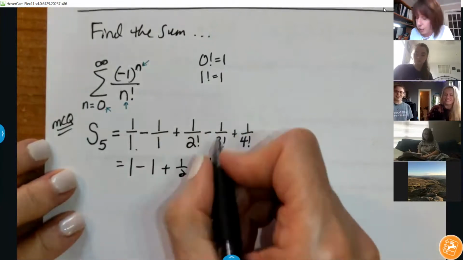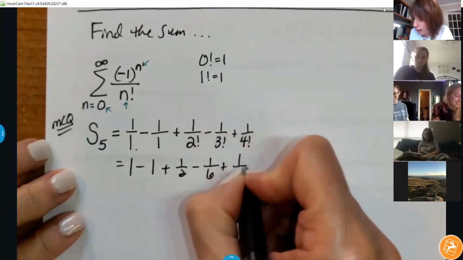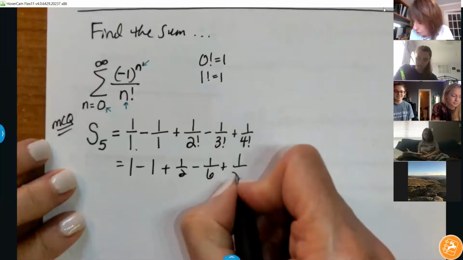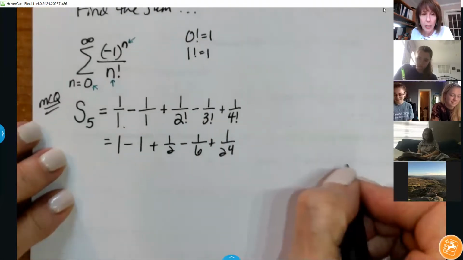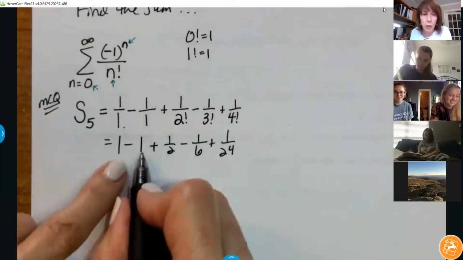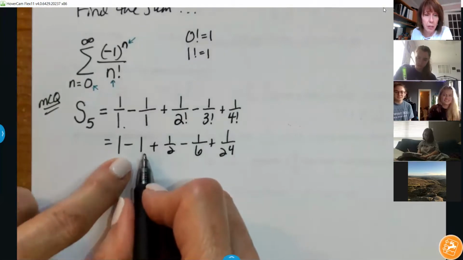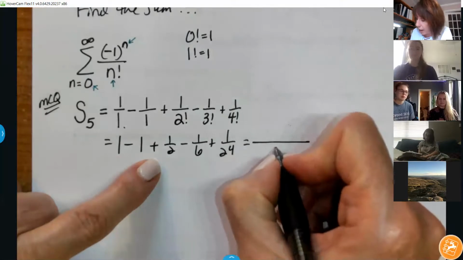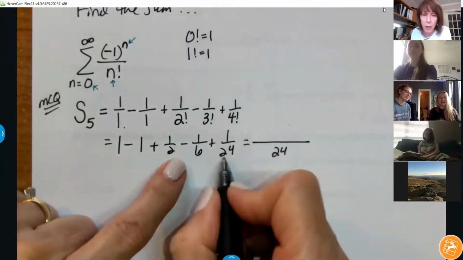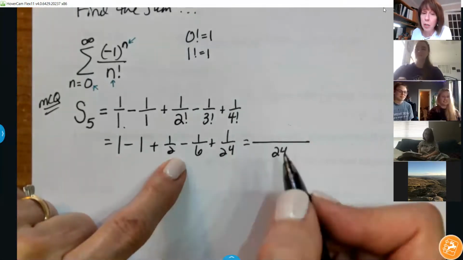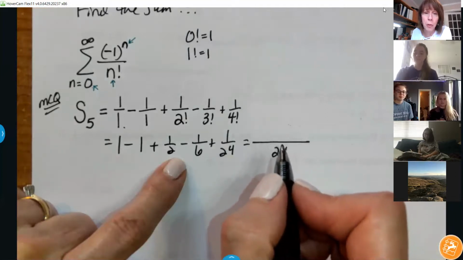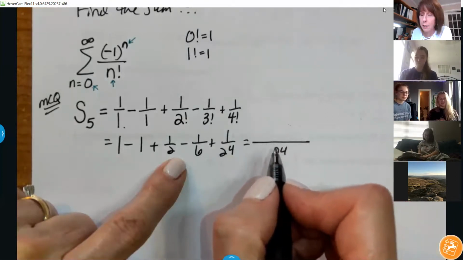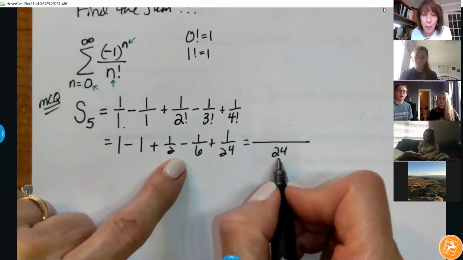3 factorial is 3 times 2. 4 factorial is 4 times 3 times 2. And so to add these up, well, the 1 minus 1 cancels themselves out. And then here's how I would do that. My common denominator would be 24. You might have to do a little bit of this adding for the multiple choice questions on the test. The common denominator would be 24.